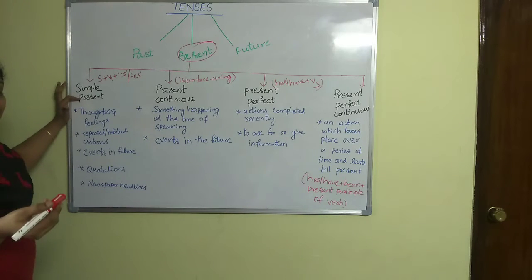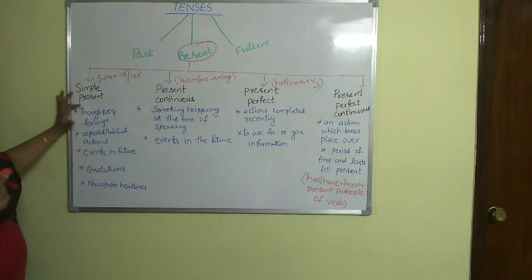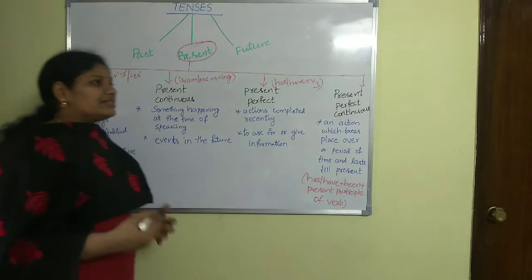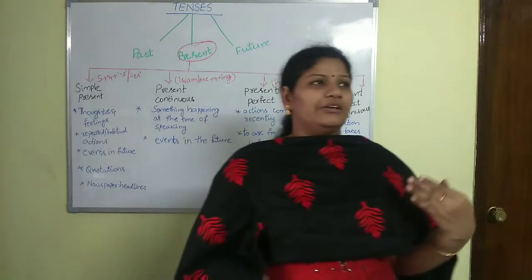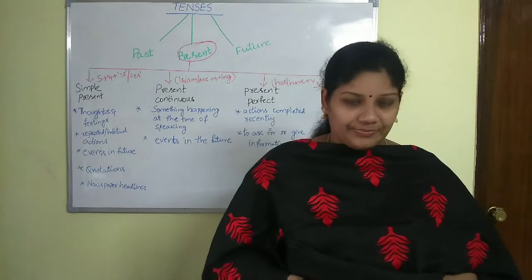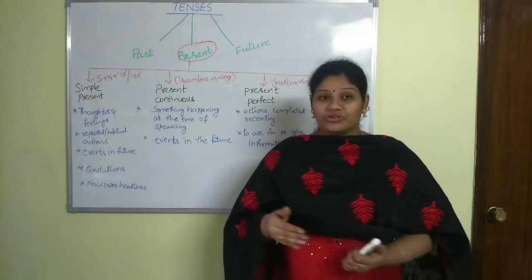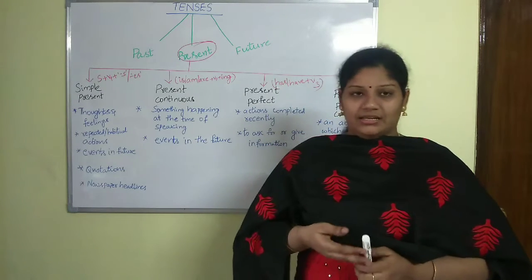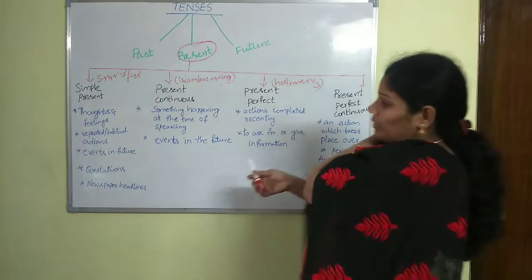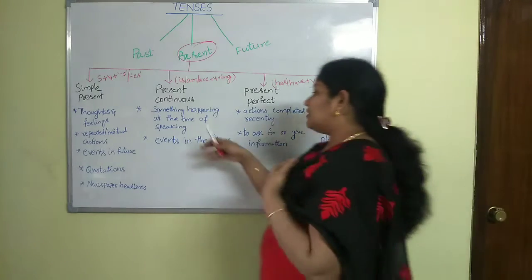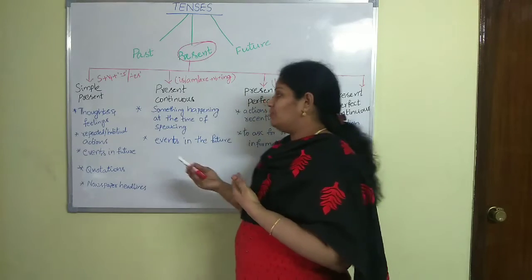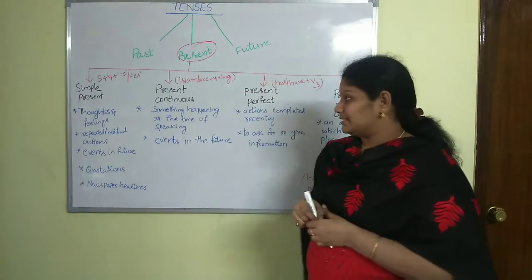What is simple present tense? Simple present tense is used to convey our thoughts and feelings. My mother looks beautiful in this saree. So that is my opinion there. She may not look beautiful for others in that saree. So that is purely my opinion. So here, to express our opinions, we use simple present tense.